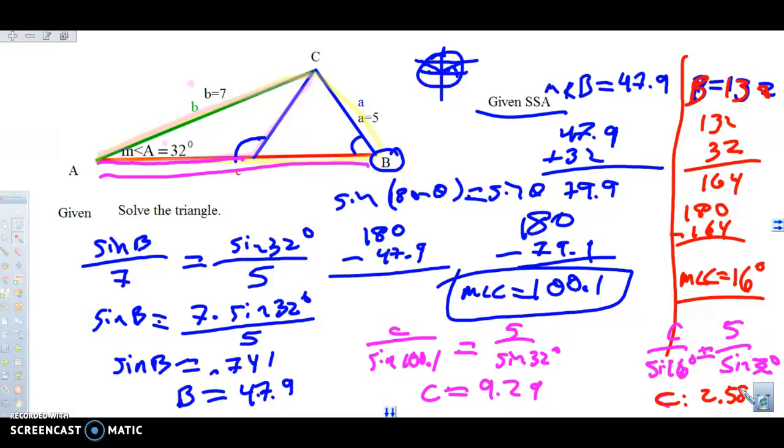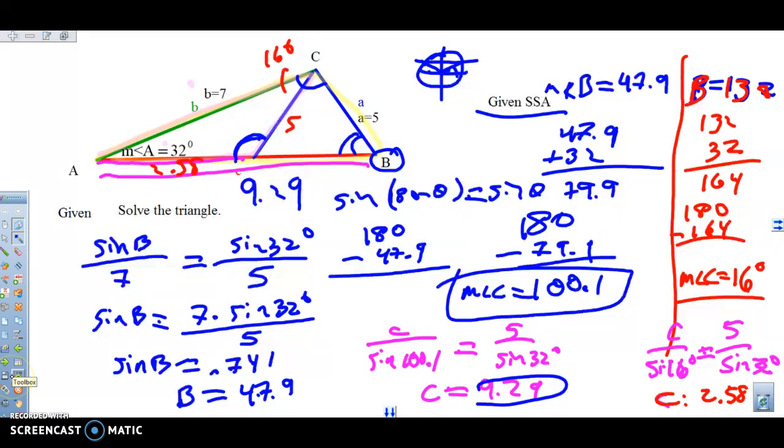And you can take a look at these to see that it makes sense that when this is 16 degrees up here, that's going to be shorter. That's going to be 2.58, and that's going to be 5. However, when this big angle up there is 100.1, then we're going to find out that this is 9.29 across the bottom, and that's going to be longer.